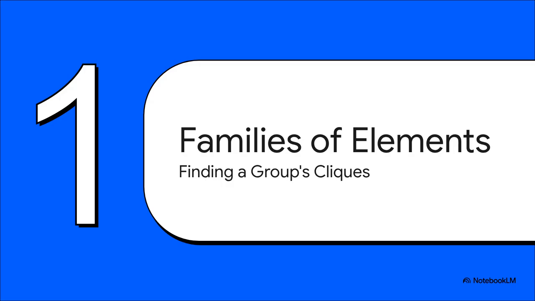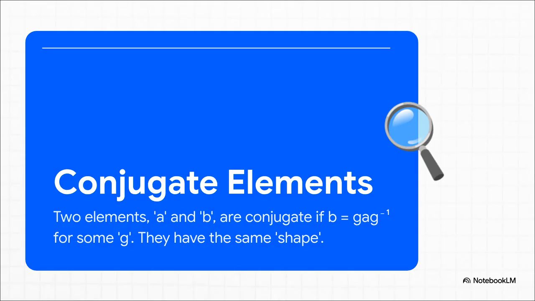Okay, so the very first step in mapping this universe is to figure out how to sort all of its inhabitants, all the elements of the group, into meaningful collections. You can think of it like finding all the different cliques or families that exist inside the group. This brings us to our first huge idea, conjugate elements. We say two elements, let's call them A and B, are conjugate if you can turn A into B by using some other element G from the group, like this, B equals GAG inverse.